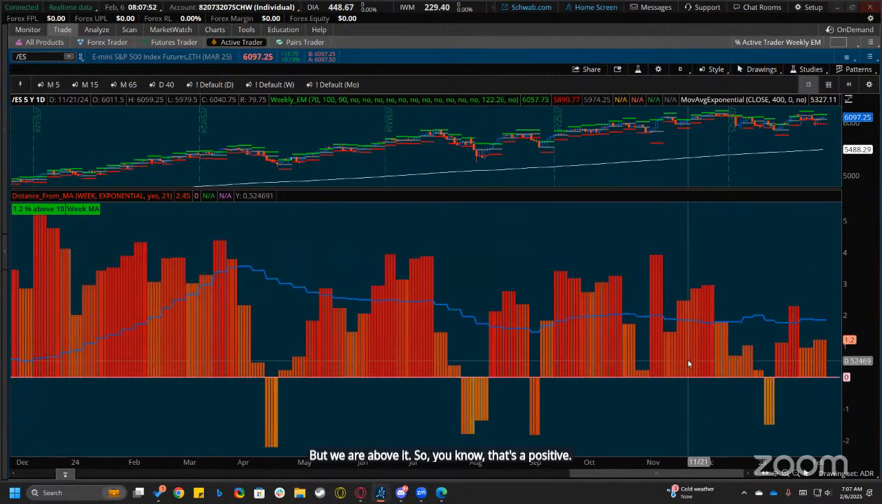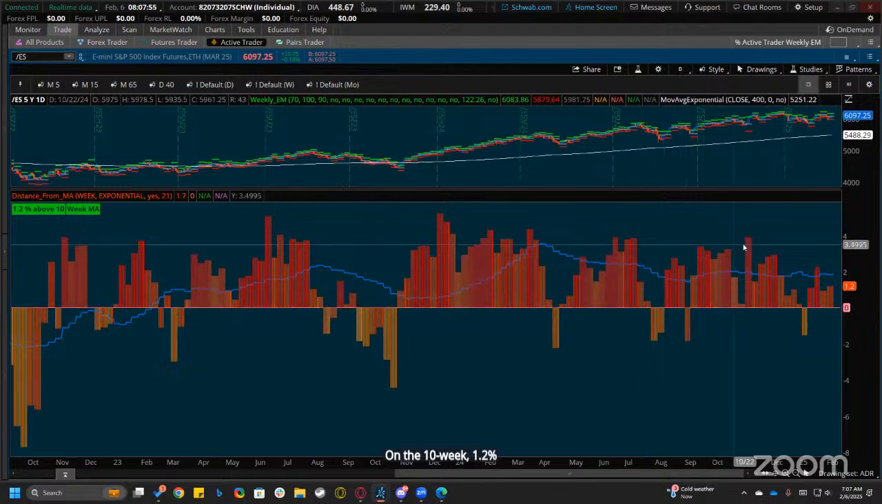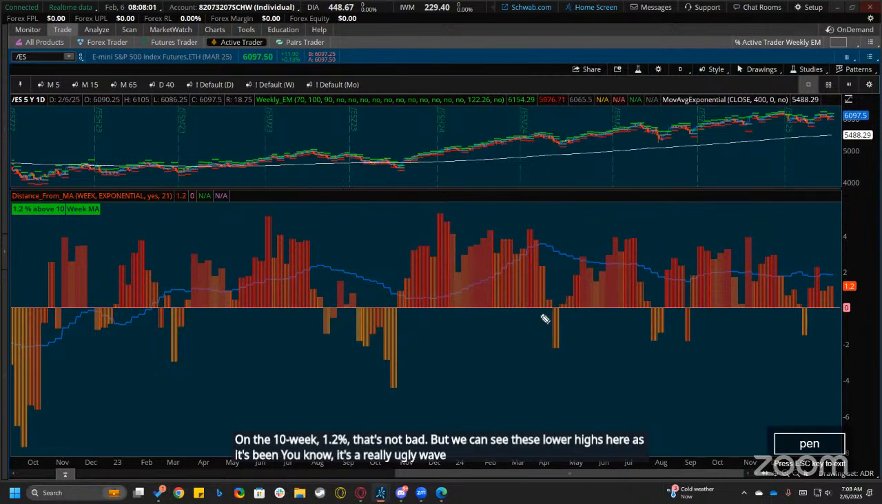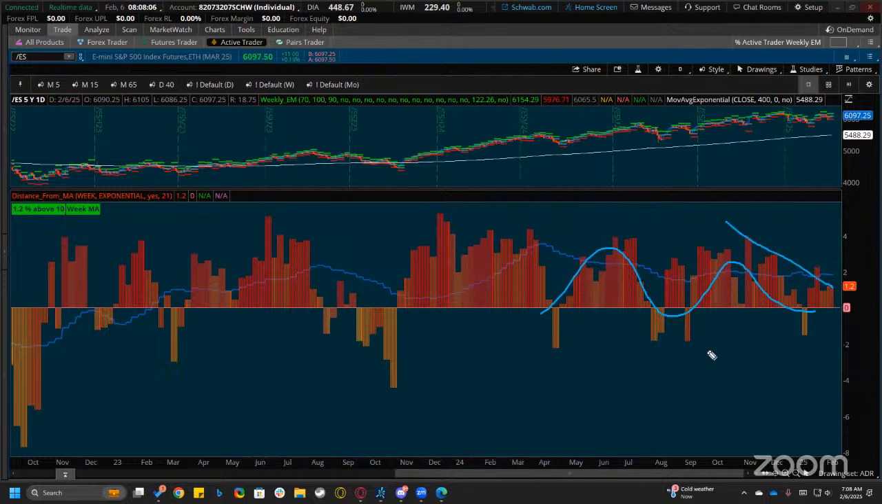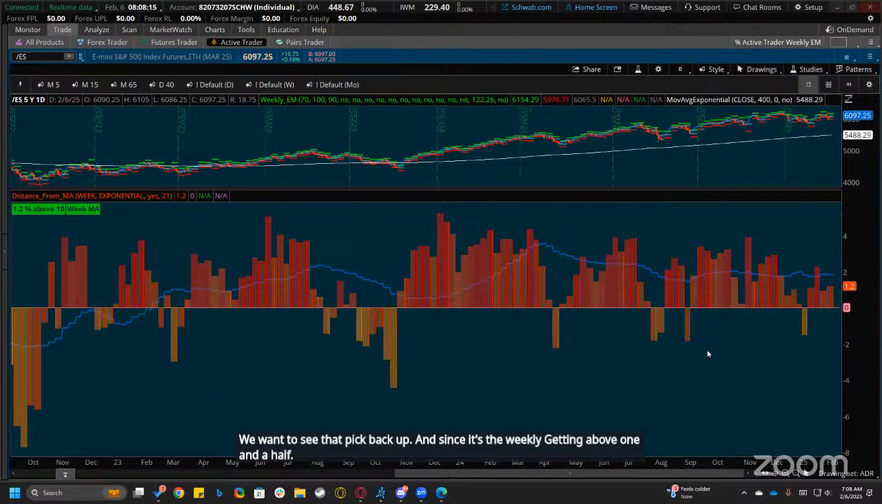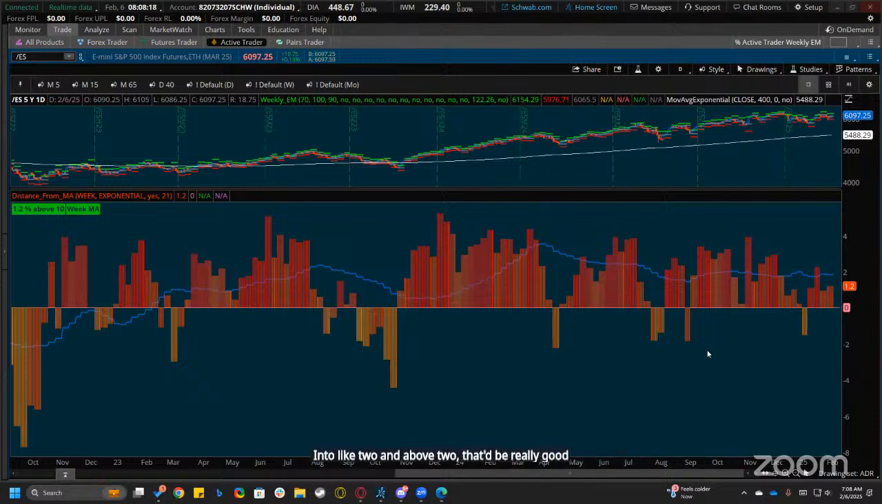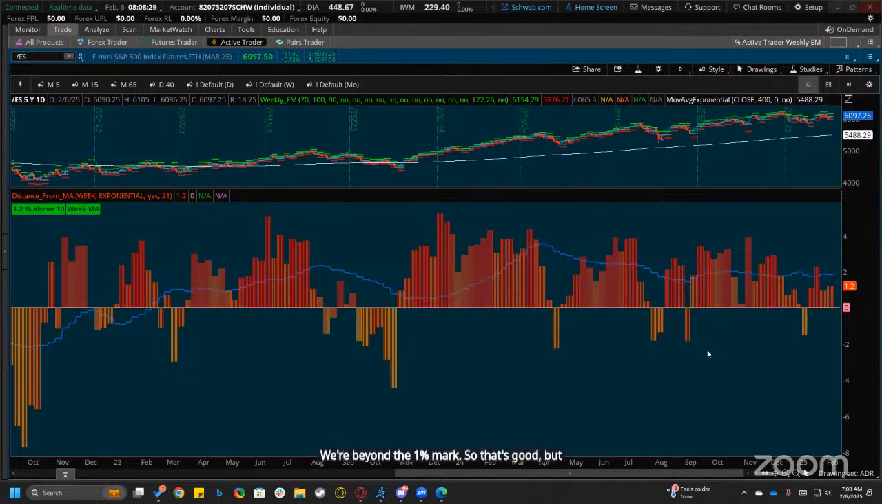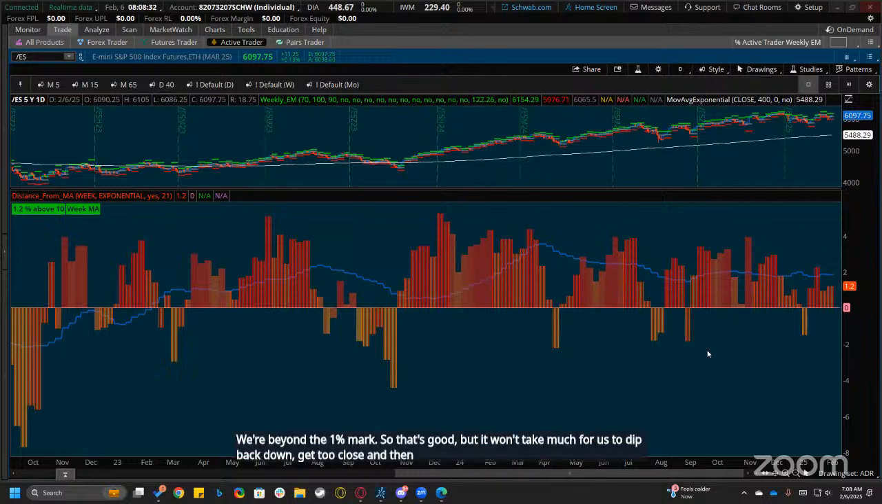On the 10-week, 1.2%, that's not bad, but we can see these lower highs here as it's been, it's a really ugly wave, but it is a wave. We want to see that pick back up, and since it's the weekly, getting above 1.5 into like 2 and above 2, that'd be really good. That's solid. When we're below 1%, we're too close to the 10-week, and we'll often just gravitate right back to it. We're beyond the 1% mark, so that's good, but it won't take much for us to dip back down, get too close, and then just get drawn right back into it again.